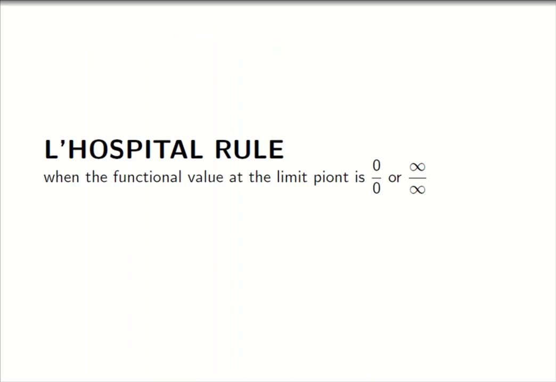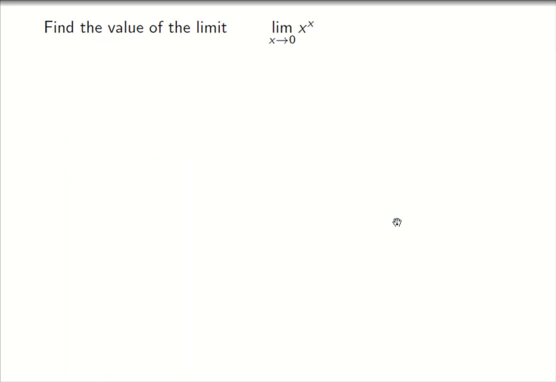Now we have something that we call L'Hopital's rule. In L'Hopital's rule, when you are given a limit to find, you find the functional value of the limit at that point, and maybe you are getting something like 0 over 0 or infinity over infinity. Then you can apply what we call L'Hopital's rule. This means that for us to be able to use L'Hopital's rule, you're supposed to make sure that our function is a fraction. Okay, so let's see. The first example is we are supposed to find the limit of this.